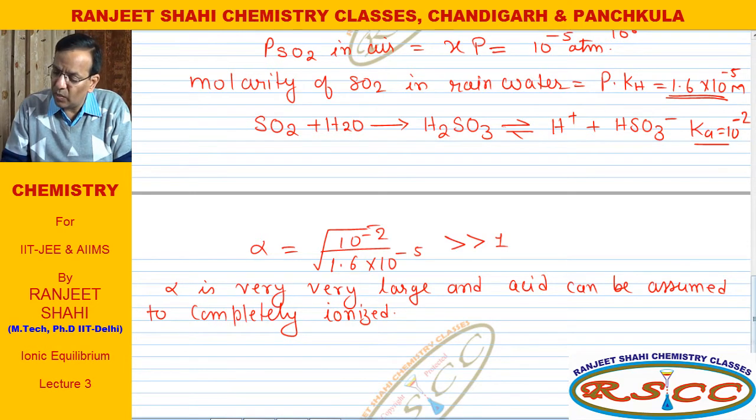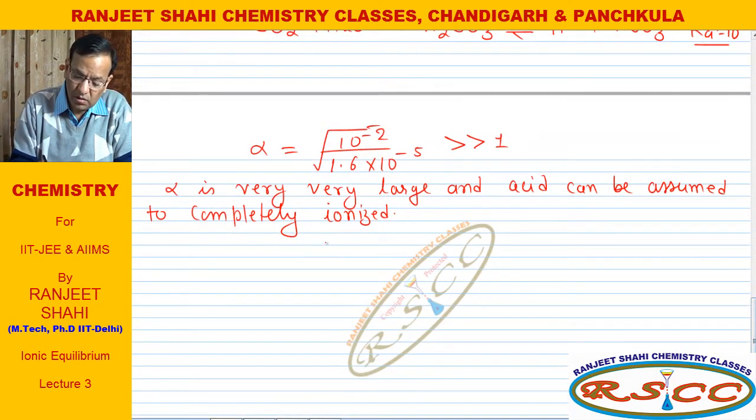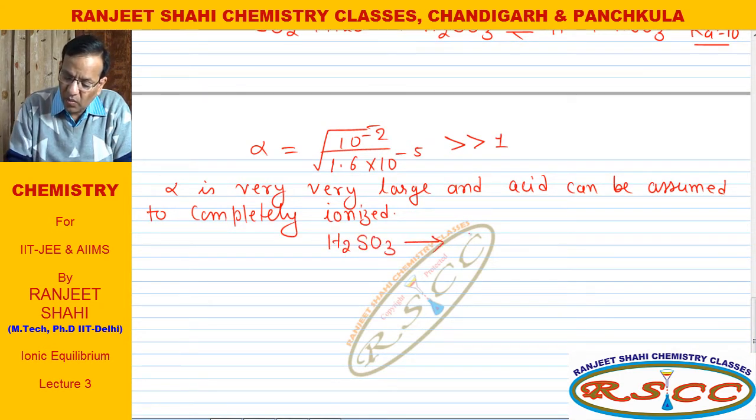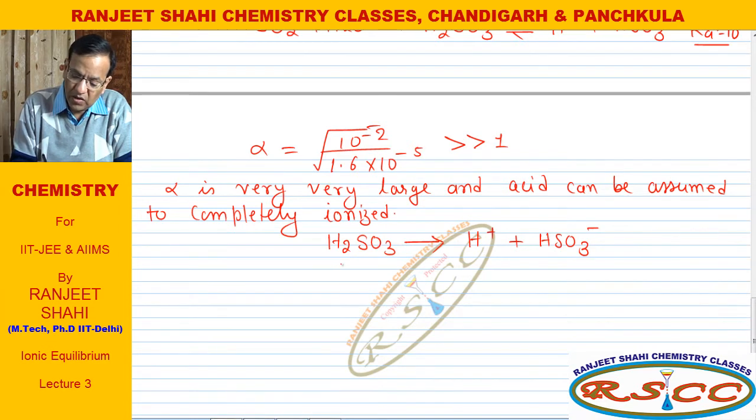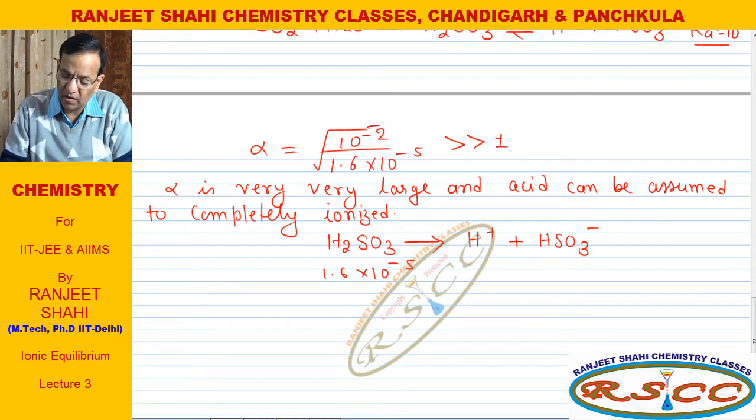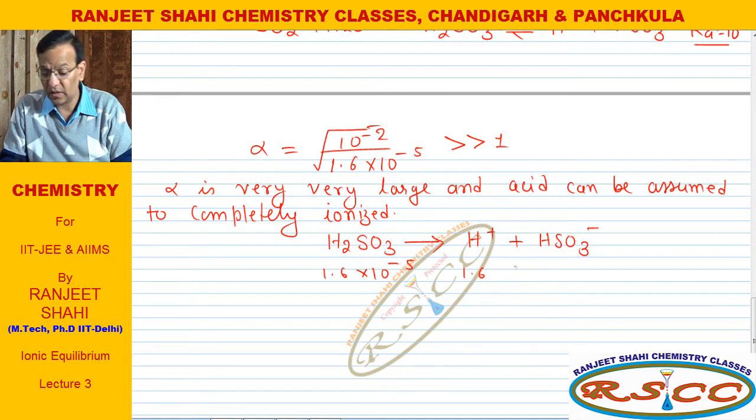So if acid is completely ionized, if H2SO3 is completely ionized by this expression, the initial concentration of H2SO3 was 1.6 × 10^-5, and in case of complete ionization, the hydrogen ion concentration will also be 1.6 × 10^-5 molar.